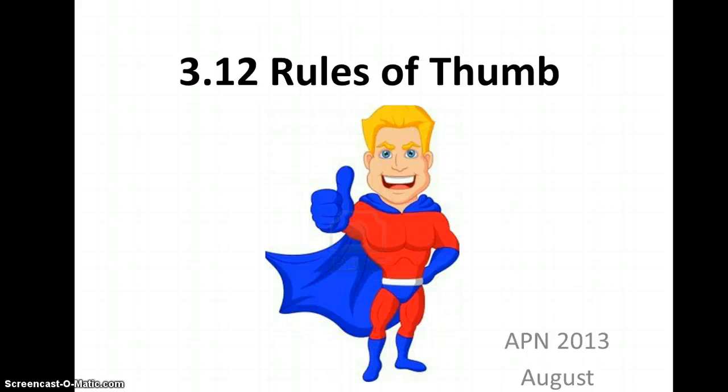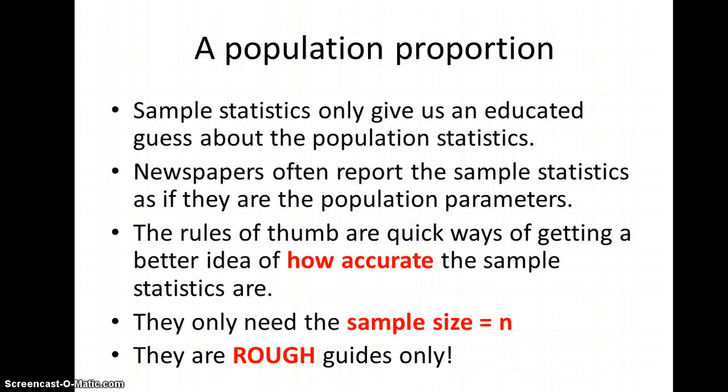So, rules of thumb. We're talking about population proportions, so we're talking about categorical data. Our prime example is political polls where you've got 1,000 people and you're saying who's going to vote for Labour or National or what have you. So the big idea is sample statistics only give us an educated guess about the population statistics. They're only sample statistics, we're only getting an estimate. But newspapers often report the sample statistics as if they're the population parameters.